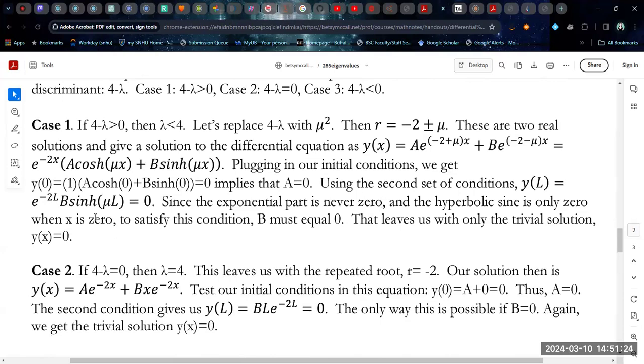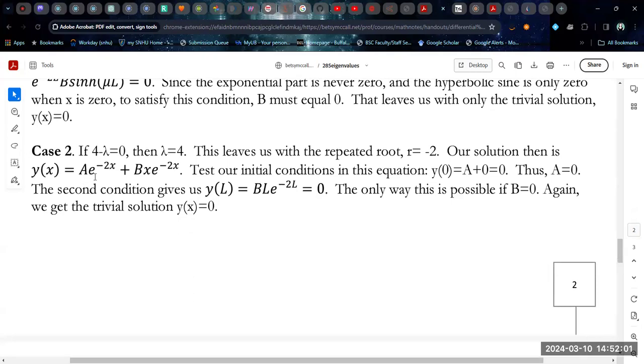If we plug in our initial conditions, then the 0 here will make this all 1. cosh of 0 is 1, sinh of 0 is 0, and that's going to imply that A is 0. And then if we plug in our L value and set that equal to 0, then this exponential part for any value of L is never going to be 0. And sinh is also never going to be 0. And we're left, as with the previous example, with the trivial solution.